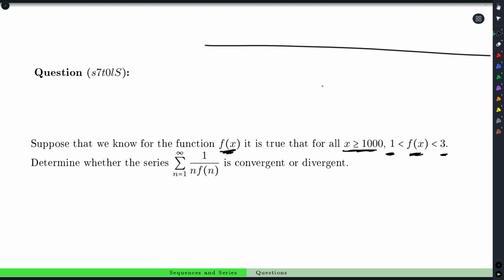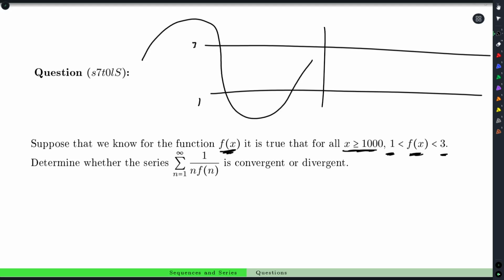We're just saying after a certain point, this function, if you graph it, might do crazy things out here, but after 1,000, it's sort of stuck. It'll always be somewhere in here, but it might bounce around and do some silly stuff, kind of like sine or cosine or something like that. But what we're saying is eventually you can guarantee f of x is always between 1 and 3.